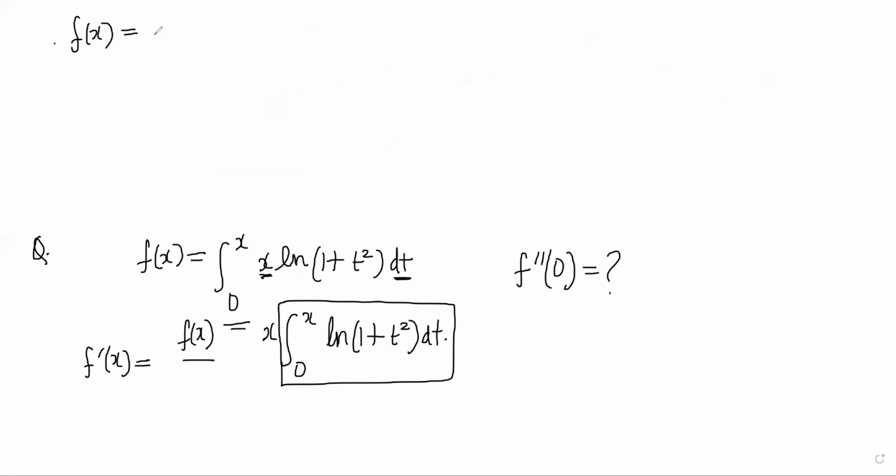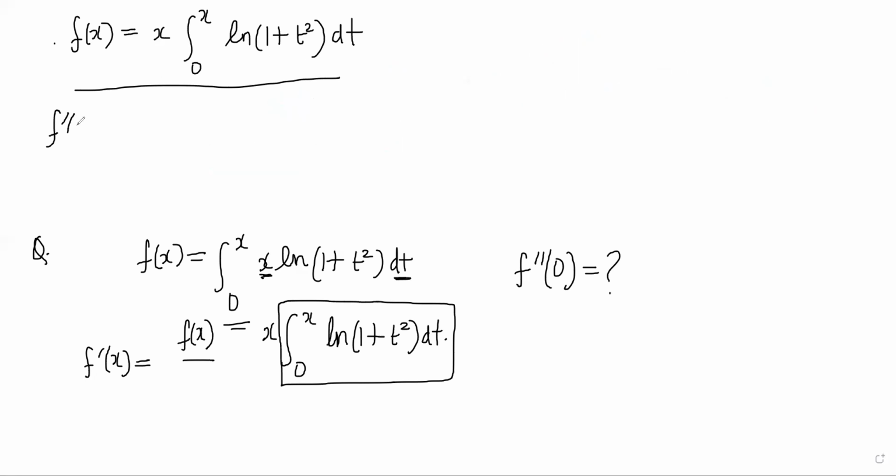f(x) you can write as x into the integral from 0 to x of ln of 1 plus t square dt. And then you don't need to integrate it. You can directly differentiate it. Differentiate it by what method? By product rule, right? Because you realize that this expression will come out as something in terms of x because of this x here.